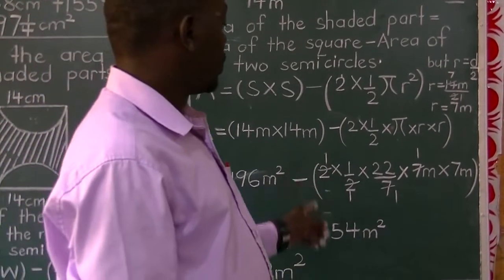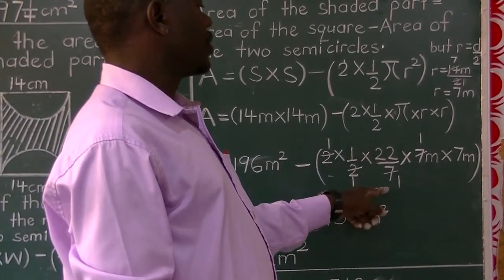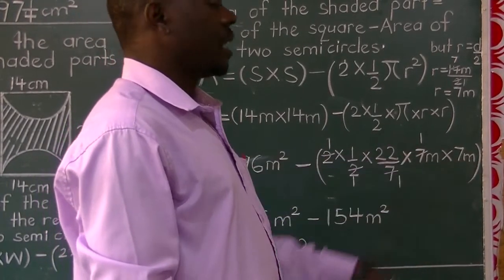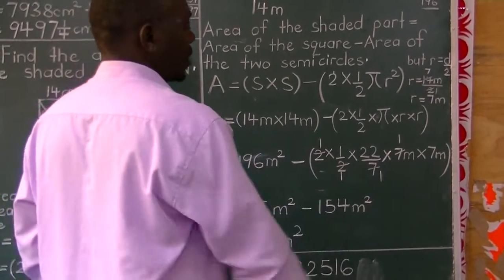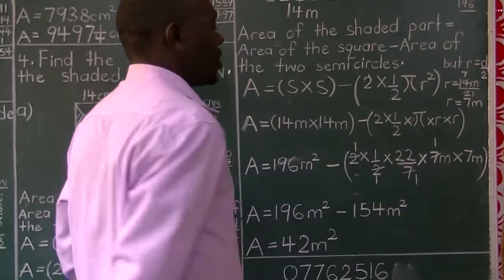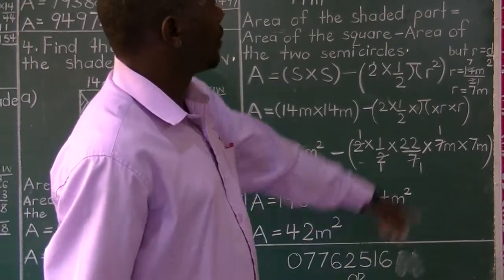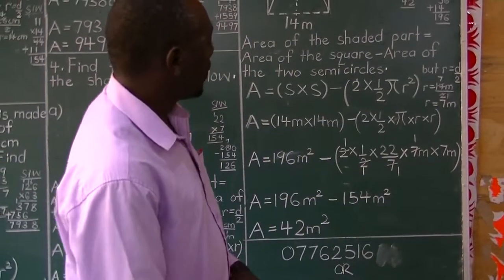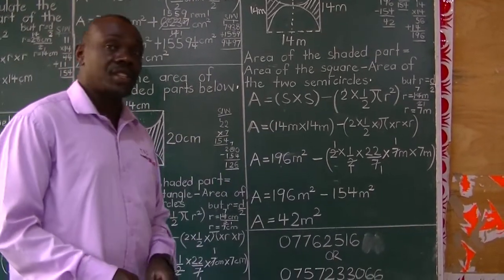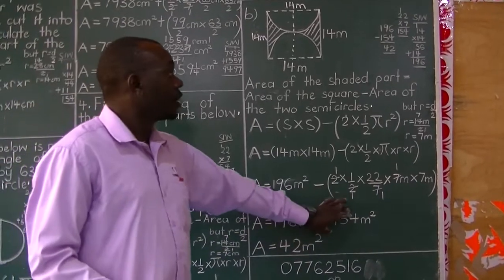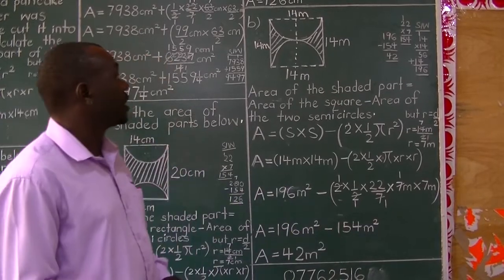And then go to substitution for this very one. That's 2 times a half times 22 over 7 times 7 meters times 7 meters as radii. Then cancel: divide 2 by 2 and get ones, 7 by 7 ones, and 7 by 7 ones. Thereby remaining with 22 meters times 7. Then multiply 22 by 7 in this style, you get 154 meters squared. So area of the square is 196 meters squared, and area of the two semicircular ends is 154 meters squared.